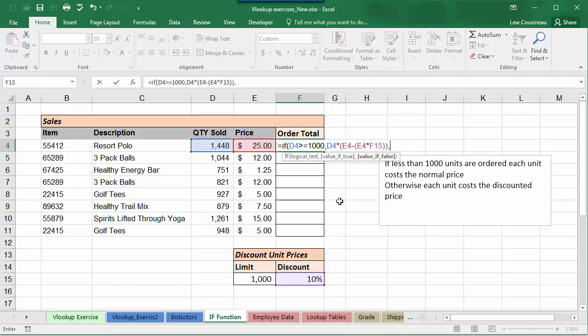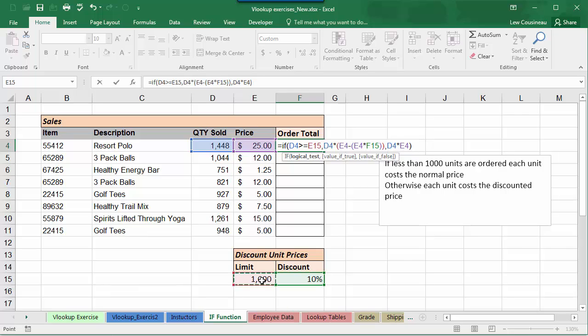Now, comma. What am I going to do if it's false? Remember, the question was, is this cell greater than 1,000? Well, if it's not greater than 1,000, then we're simply taking the quantity sold times the price. Now, I made one mistake in that D4 greater than 1,000. I don't want to type that 1,000 right there. Let's refer to the cell that has the number in it. So I want to refer to this cell, E15.